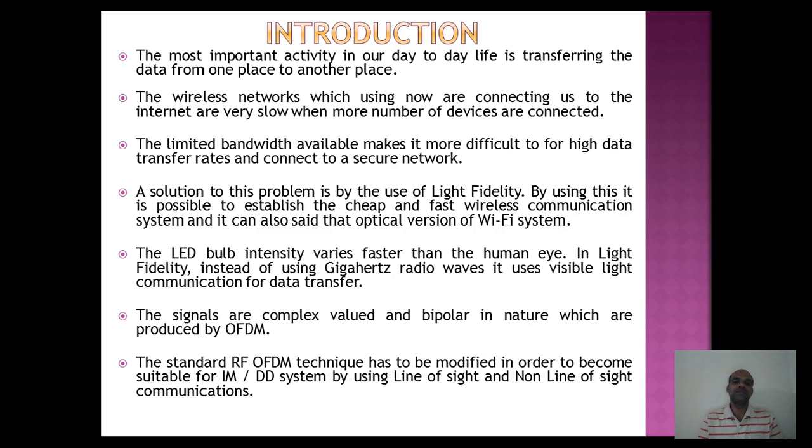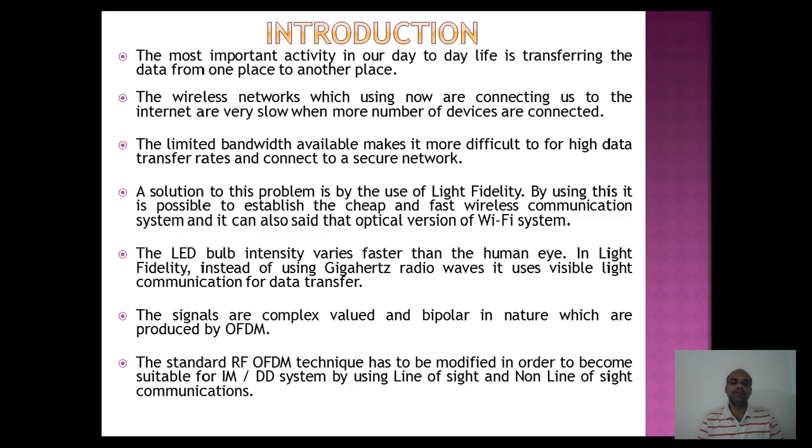But the signals we have to transmit are complex valued and bipolar in nature, as produced by OFDM, orthogonal frequency division multiplexing. In this case, it is possible to transfer only positive values. We don't have negative values in visible light communication. That's why we need to convert the negative values into positive values. The standard radio frequency OFDM technique has to be modified to become suitable for intensity modulation and direct detection systems, using line of sight and non-line of sight communication. To transmit data using intensity modulation and direct detection, we need to transfer positive, non-negative values.